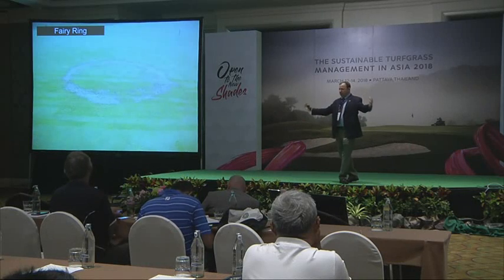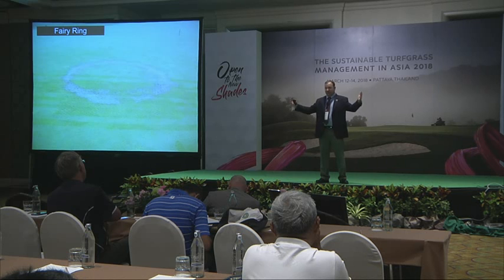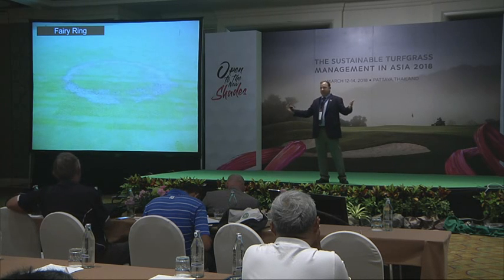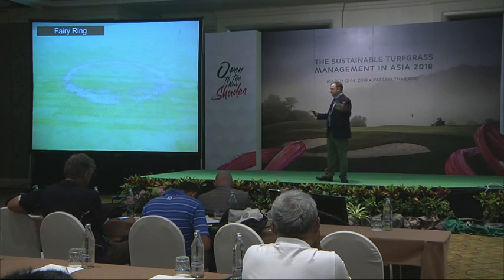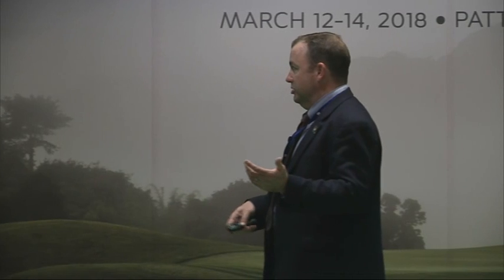So this is what we call a type 1 fairy ring, where you actually have decline of the grass, and I'm pretty sure that if you had this on your greens, you would not be very happy with this. It normally will be around your dry times, but also can be around your monsoon as well.